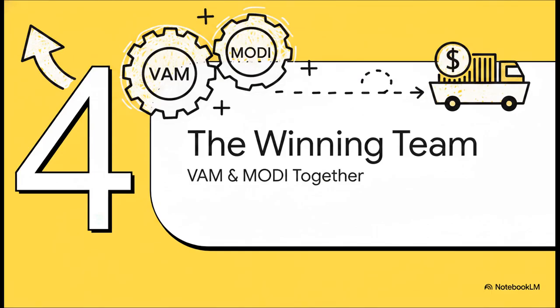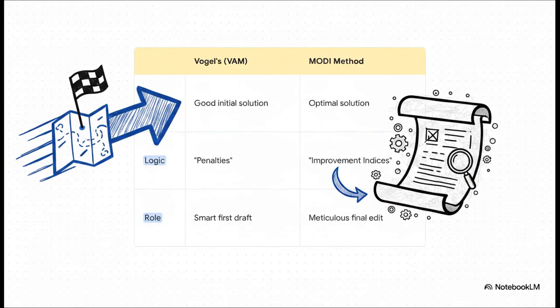So it's so important to see that VAM and MODI aren't rivals. They're not competing methods at all. They're actually partners, and together they form this powerful 1-2 punch for optimization. And what's great about this slide is how clearly it lays out their different jobs.